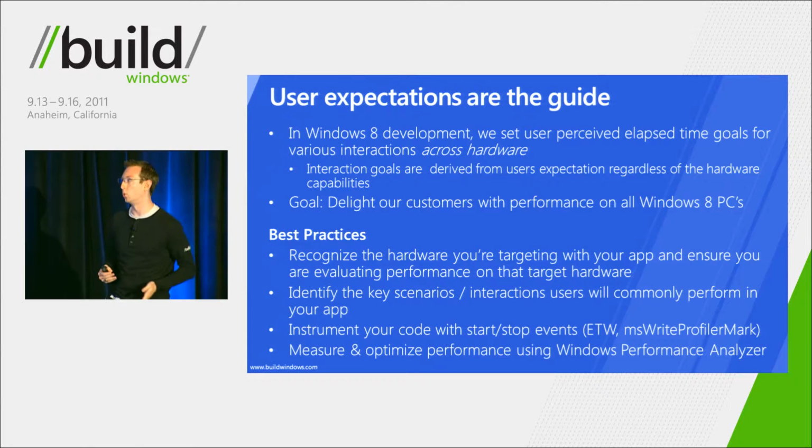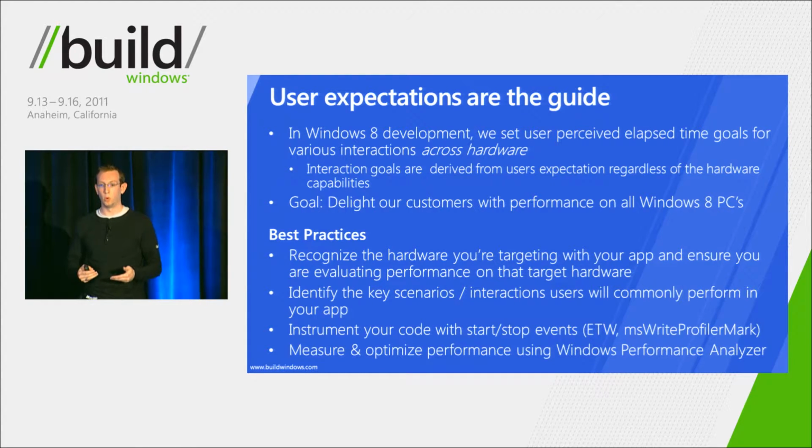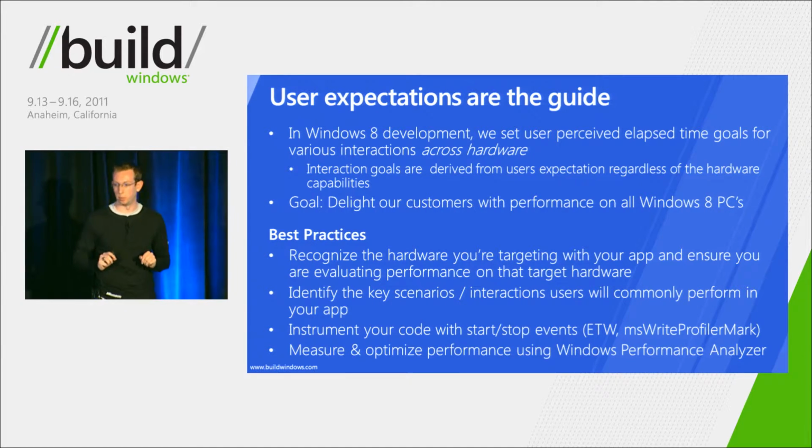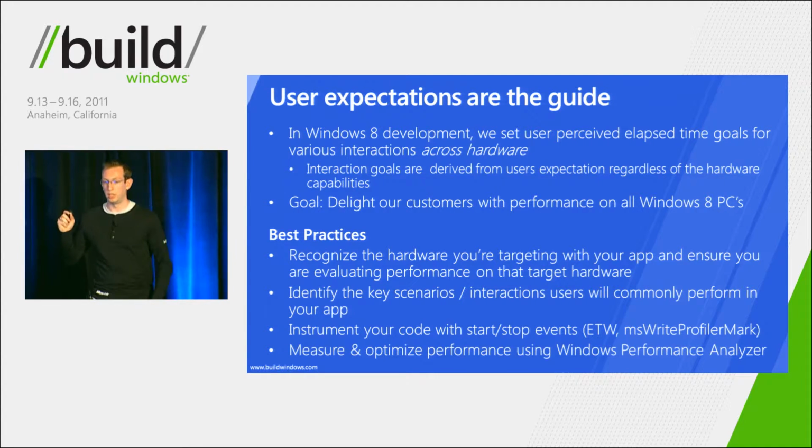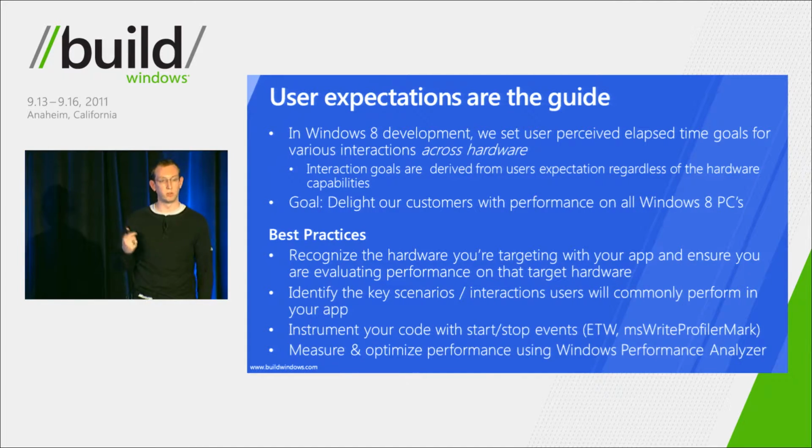Or, put another way, if they're using a system where, for whatever reason, things are slow, they still feel slow to them, regardless of whether they bought a piece of hardware that was cheaper. So what that means is that user experience is the same across hardware. We want to deliver Windows 8 quality, Windows 8 responsiveness across a breadth of hardware. How we do that is we set goals for key interactions.